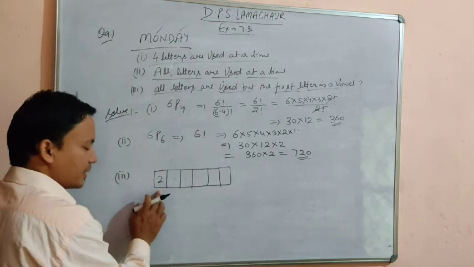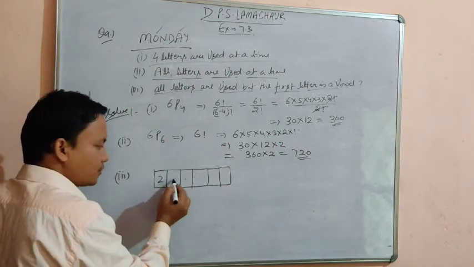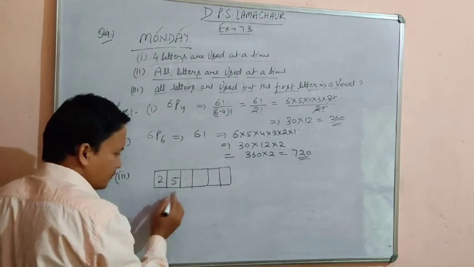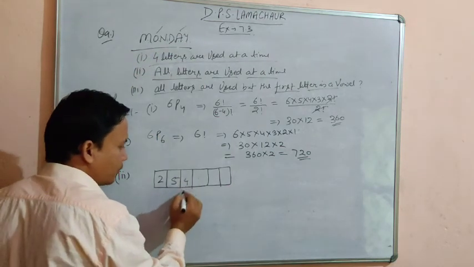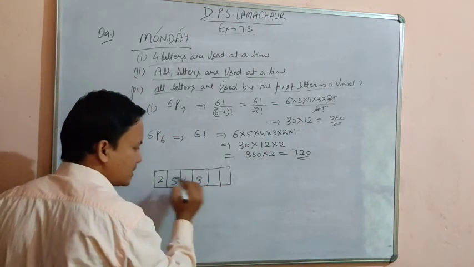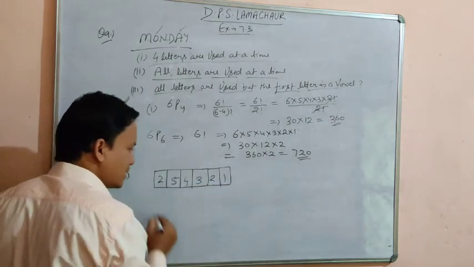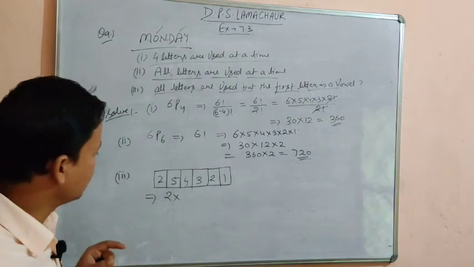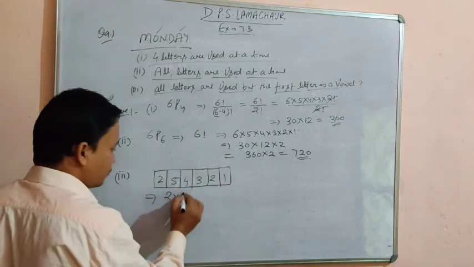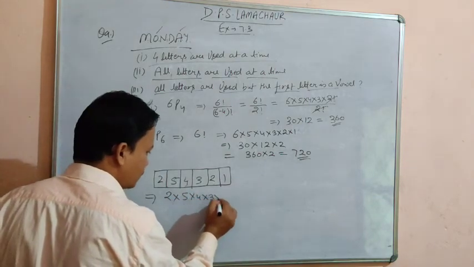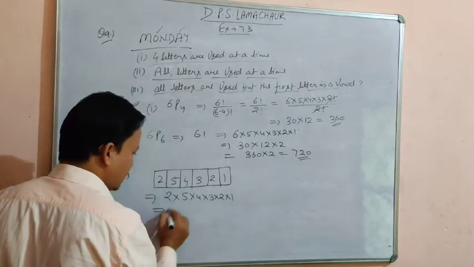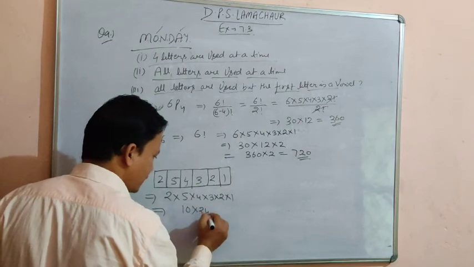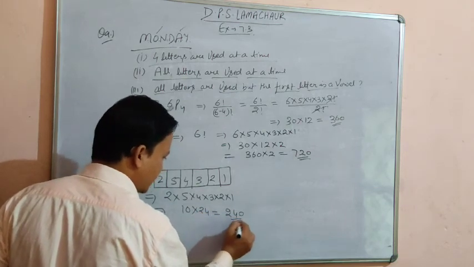So after fixing one letter here, one option is reduced to fill the second box. So there are only 5 options left to fill this box, and 4 to fill this box, 3 to fill this box, 2 to fill this box, and 1 to fill this box. So the total number of permutations by the fundamental theorem of multiplication is 2 into 5 into 4 into 3 into 2 into 1. That is 2 fives are 10, into 4 threes are 12, 12 twos are 24, 24 ones are 24. So there are 240 permutations in this case.